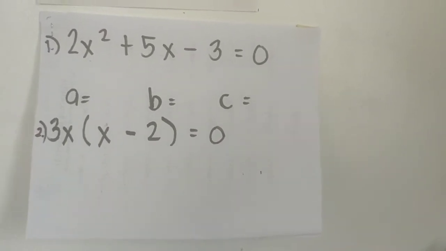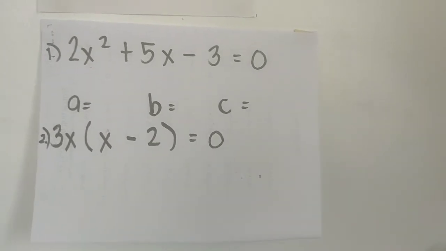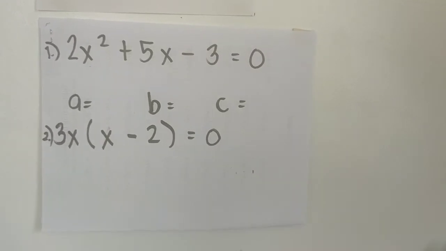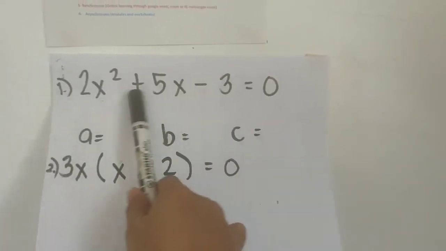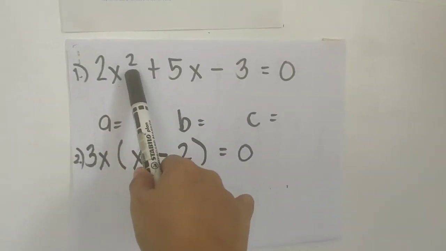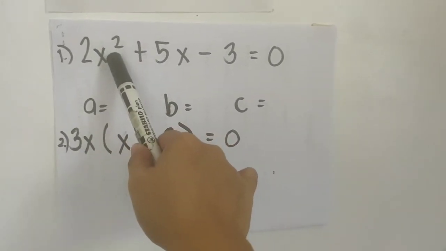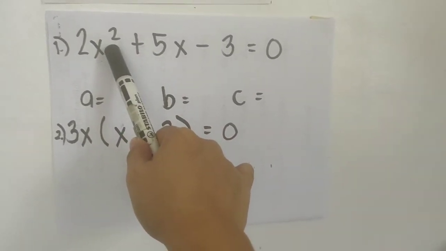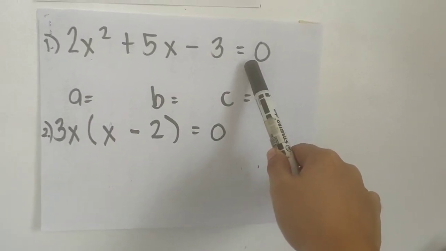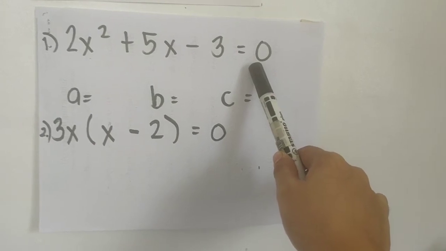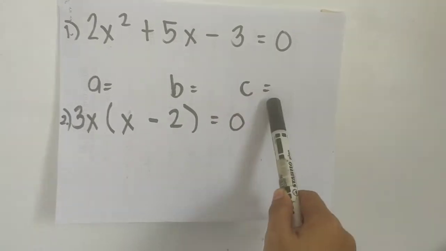Okay, so this time let us try to find the values of a, b, and c. So given number 1, we have 2x squared plus 5x minus 3 is equal to 0. So, i-check muna natin kung yung given equation is a quadratic equation. So, since ang pinakamataas na degree of a polynomial is 2, tama na quadratic equation to. And then, next step natin, i-check natin kung naka-standard form ba yung equation. Kasi, kailangan ilagay muna natin siya sa standard form para malaman natin yung values ng a, b, and c.